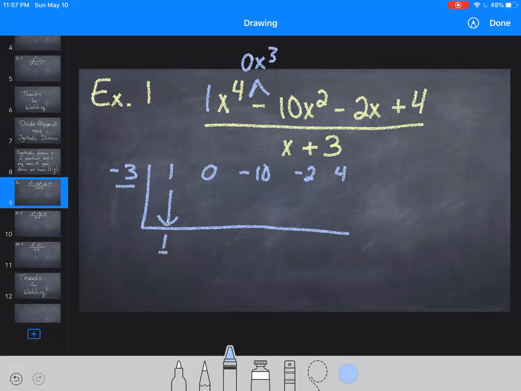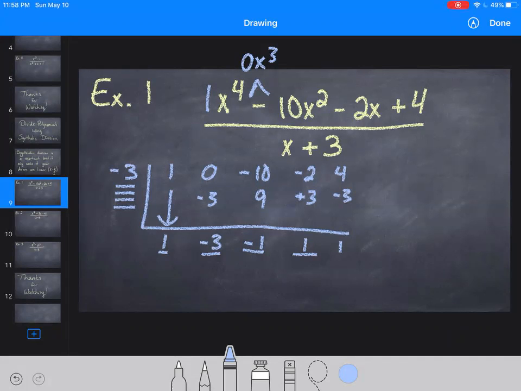We're going to multiply negative 3 times our 1, and I'm going to get a negative 3. We're going to combine 0 and negative 3. We get a negative 3. We're going to multiply negative 3 times negative 3, gives us a positive 9. We're going to combine negative 10 and 9, and we get a negative 1. So I multiply negative 3 and a negative 1. It gives me a positive 3. A negative 2 and a positive 3 give me a positive 1. I'm going to multiply my negative 3 times my positive 1. I get a negative 3. I'm going to combine 4 minus 3 gives me a positive 1.